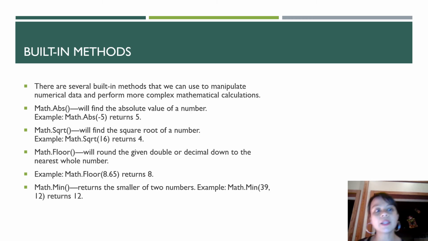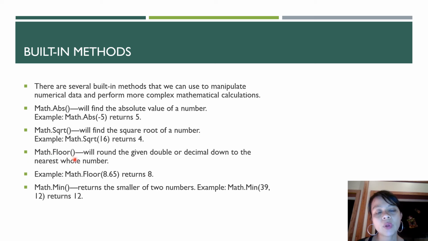Okay, moving on. Let's do built-in methods. There's several built-in methods that we can use to manipulate the numerical data and perform even more complex mathematical calculations. So we have something like Math.Abs, which will find the absolute value of a number. So Math.Abs of -1 is going to return 1. And we have Math.Sqrt, which will find the square root of a number. So Math.Sqrt of 16 returns 4.